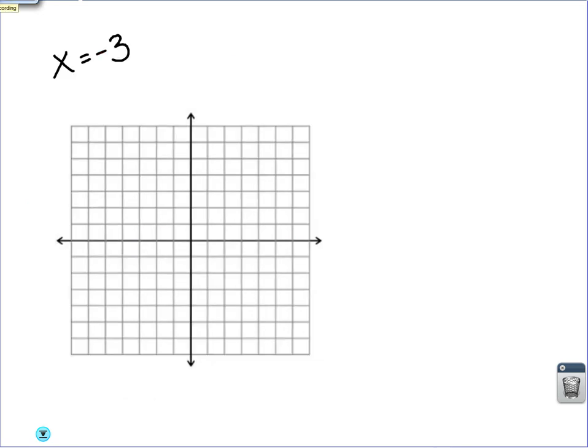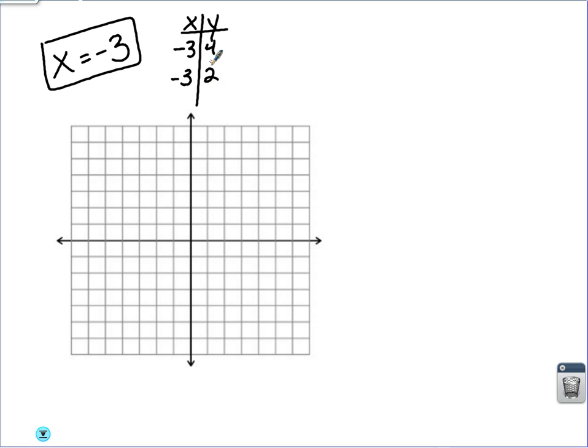Next up, let's graph an equation of the form x equals -3. When looking at a t-table, you've got to be a little bit careful about what to choose, because x is always equal to -3. So no matter what y is, if x was -3, y could be 4. If x is -3, y could be 2. No matter what you chose for y, this is always true. X is always -3. So if y is 1, x is -3. If y is 0, x is -3. If y is 4, x is -3. And anytime you have an equation of this form, you actually have a vertical line.